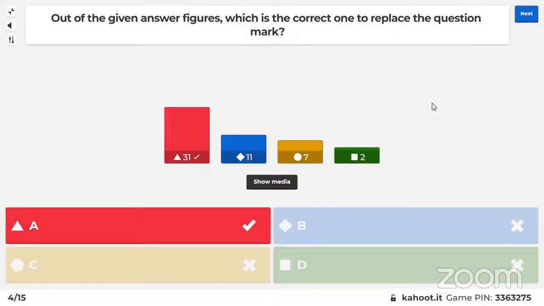Okay, time's up. So out of the given options, A is the correct answer. 31 among you have answered it correctly. So let's move on to the next question, and really important, guys.